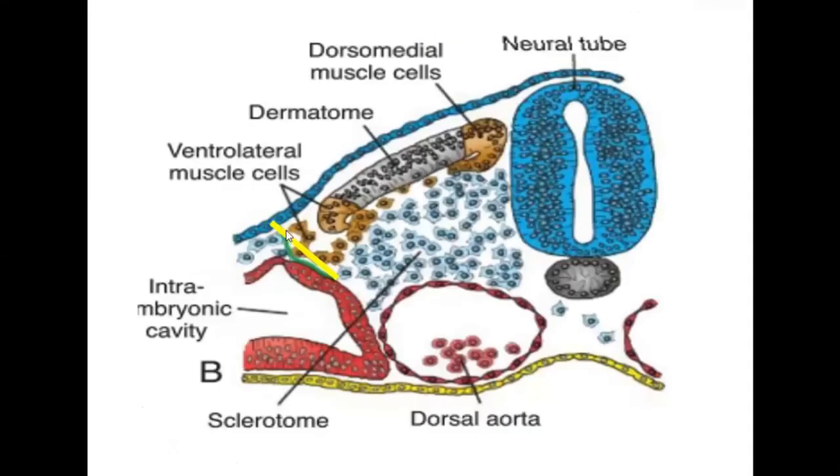So this is the picture. The yellow line indicates the lateral somitic frontier. This separates the somite from the lateral plate mesoderm. This is the lateral plate mesoderm.